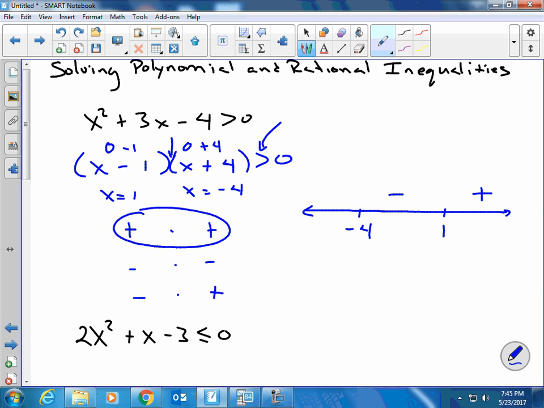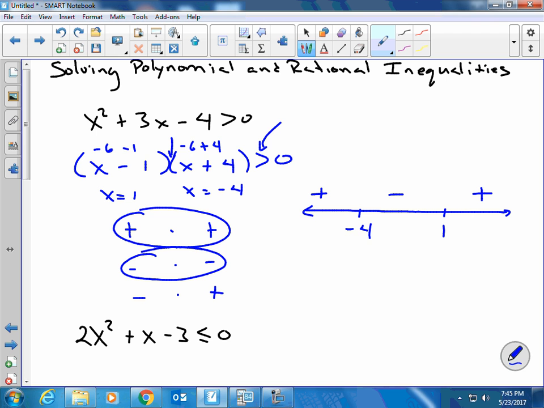Okay, let's pick a number that is to the left of -4, meaning less than -4. How about a -6? -5, doesn't matter. -6 minus 1 is a negative. -6 plus 4 is a negative. And I have a negative times a negative, which is a positive.